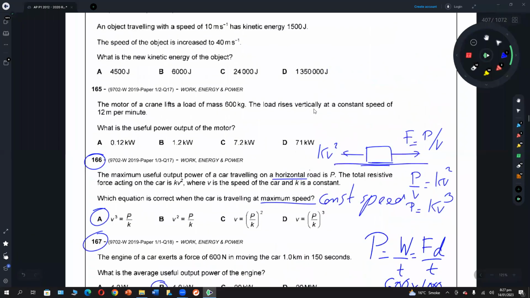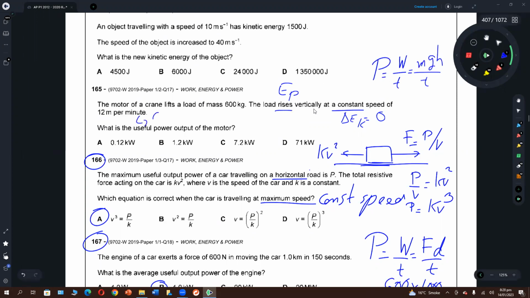166 is done. 165. The motor of a crane lifts a load of mass 600 kg. The load rises vertically at a constant speed of 12 meters per minute. What is the useful power output of the motor? Speed is constant, so there is no change in kinetic energy. And if the load is rising, the change in potential energy is there. What's the formula of power? Power is work upon time, and there is only one work, which is potential. So I take it as mgh upon t.